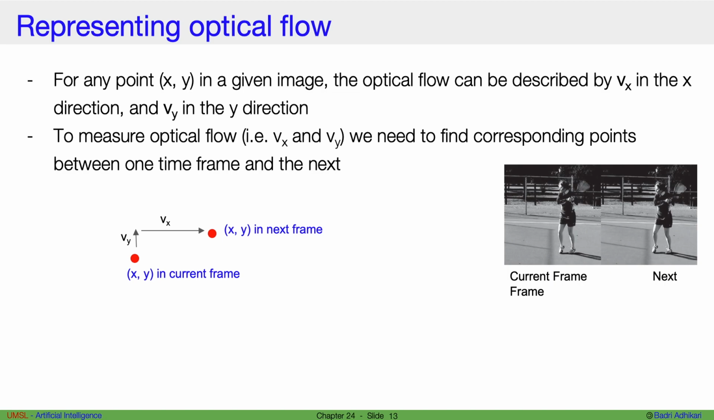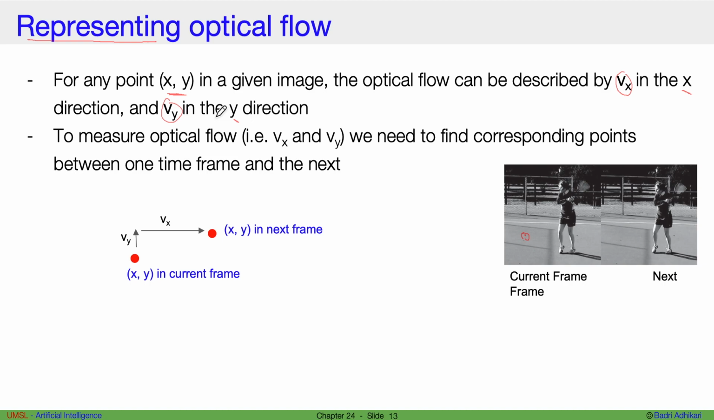So how can we represent optical flow? Formally, so that we have numbers that tell us what the optical flow is, and maybe come up with a graph like the one that we just saw. So how to represent optical flow? For any point xy in a given image, let's say I take any pixel xy in my current image, the optical flow can be described by Vx in the x direction and Vy in the y direction.